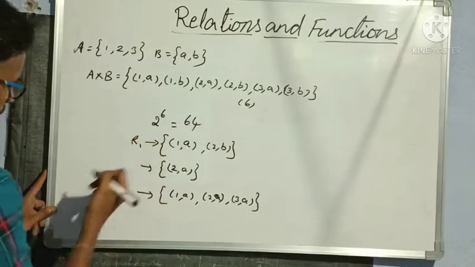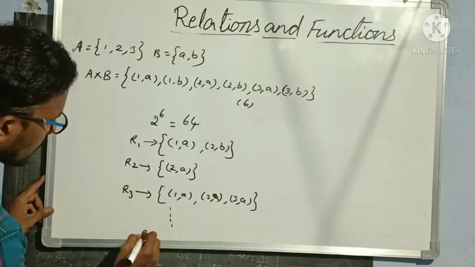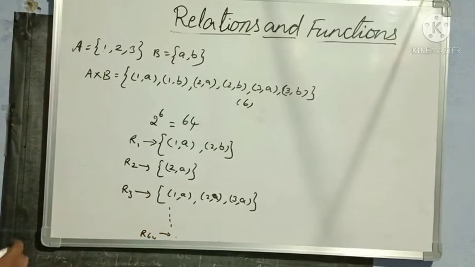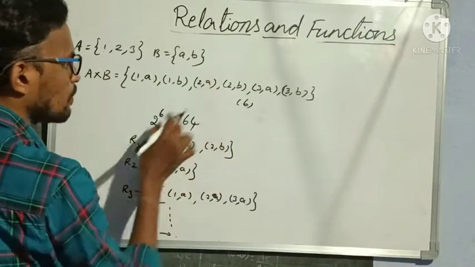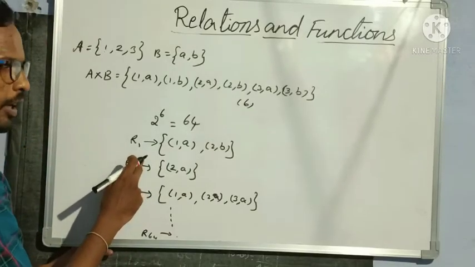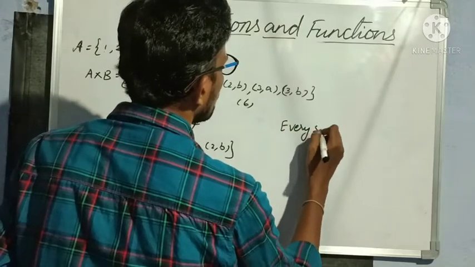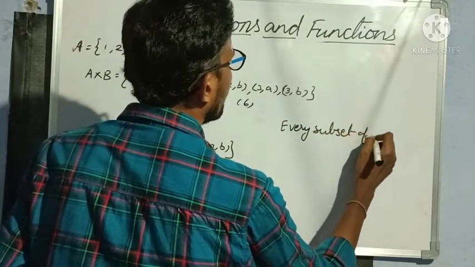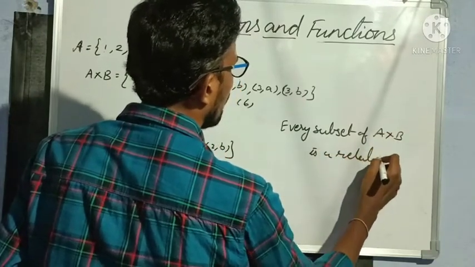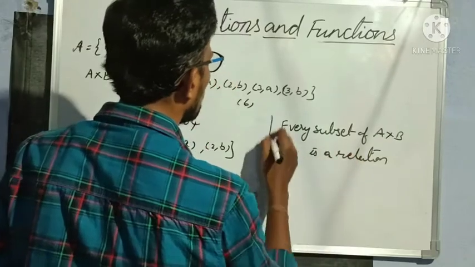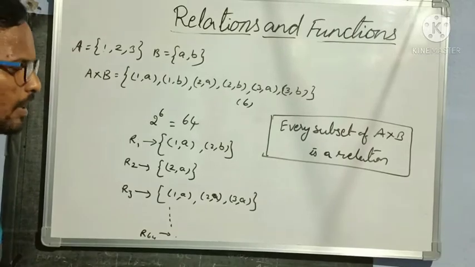Here this is R1, this is R2, this is R3 and so on. How many R's are we getting now? 64 relations. Understood? So every subset of A cross B is what? A relation. Understood? So what is the relation now? Every subset of A cross B is a relation. I hope everybody understood what a relation is now. Very important: every subset of A cross B is a relation.